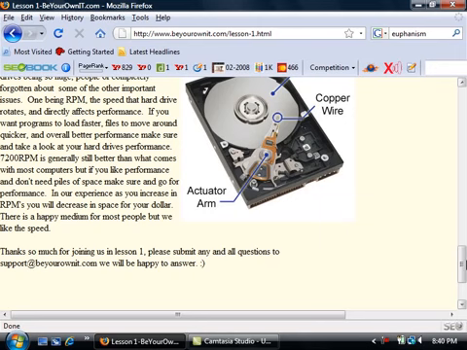I also want to let you know two things. One, I'm not really assigning quote-unquote homework, but if you feel comfortable, you should open your computer and try to identify these parts inside. And you can always email me again at support@beyourownit.com with any questions you have about this lesson. We'll be happy to answer them.